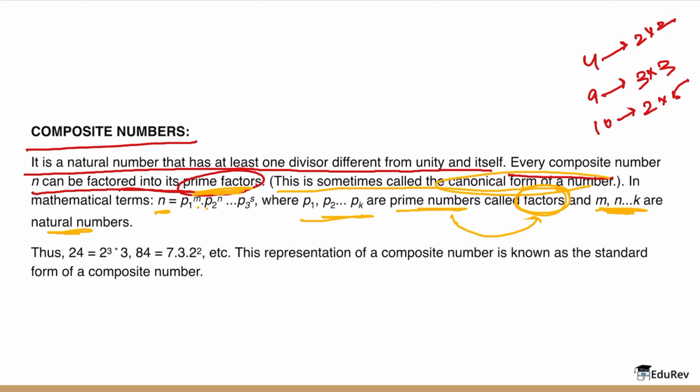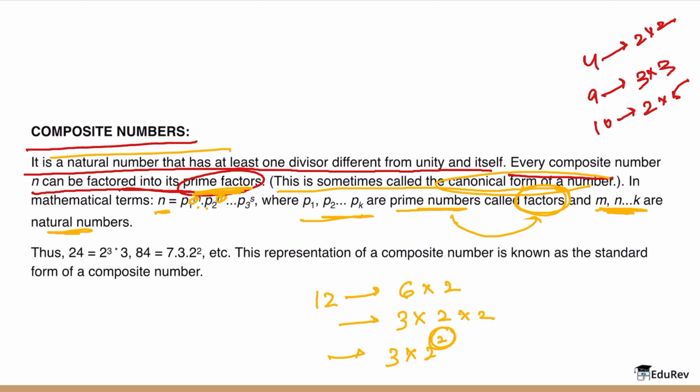Okay, m, k, all these things are like your powers, exponents of these numbers. For example, if I take 12, 12 is nothing but 6 times 2, and 6 is nothing but 3 times 2. So 12 is nothing but 3 into 2 times 2. So this power is going to be your natural number. Okay, so that is your composite number. I hope you people understood what composite numbers are.